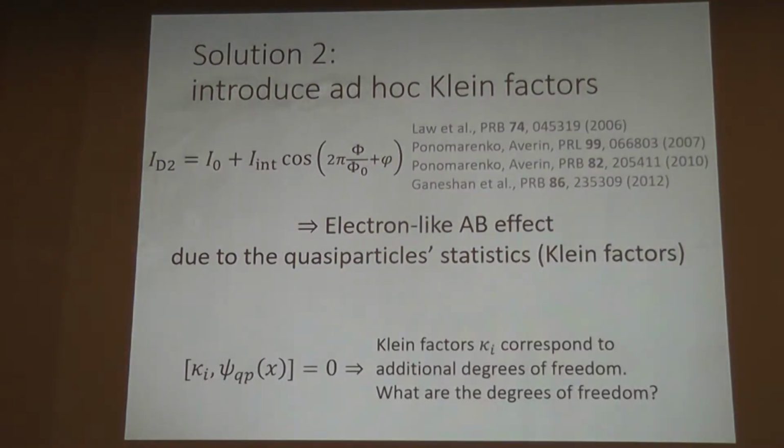And there is another issue with this second approach: these kappa i operators commute with quasi-particles, which means they are some additional degrees of freedom not previously present in the edge theory. And no one really says what these degrees of freedom are.